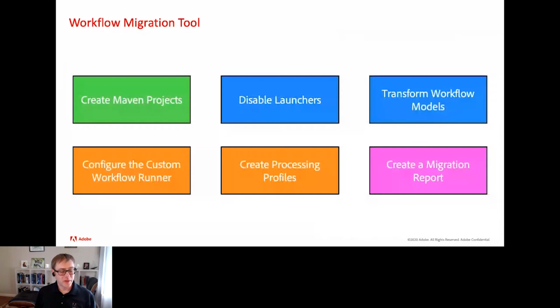To give you an idea of the types of things that this tool is doing, it's going to start out by creating Maven projects for any artifacts that it's going to create. It then will disable any DAM-related workflow launchers. If it determines that any of the workflow models that were called by those launchers will still need to run in AEM as a cloud service, it'll configure the custom workflow runner to run them, and it'll transform them by removing any steps that aren't supported. For any of those steps that have corresponding workers that can run inside of the asset compute service for thumbnail generation, it'll create custom processing profiles. And then again, at the end, it'll create that migration report to let you know that it's done.